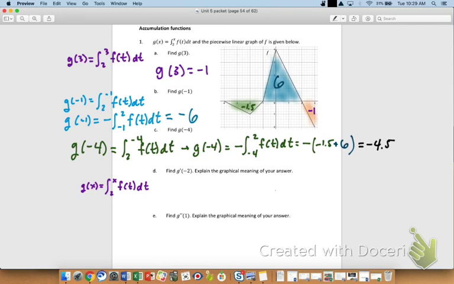So I've got to find G prime of x first. Maybe my next step would be to write d dx of G of x equals d dx of the integral from 2 to x of f of t dt. Does that make sense? If I do the derivative of the left side, I've got to do the derivative of the right side to maintain the balance. On the left side, how would I rewrite d dx of G of x? That's G prime of x.